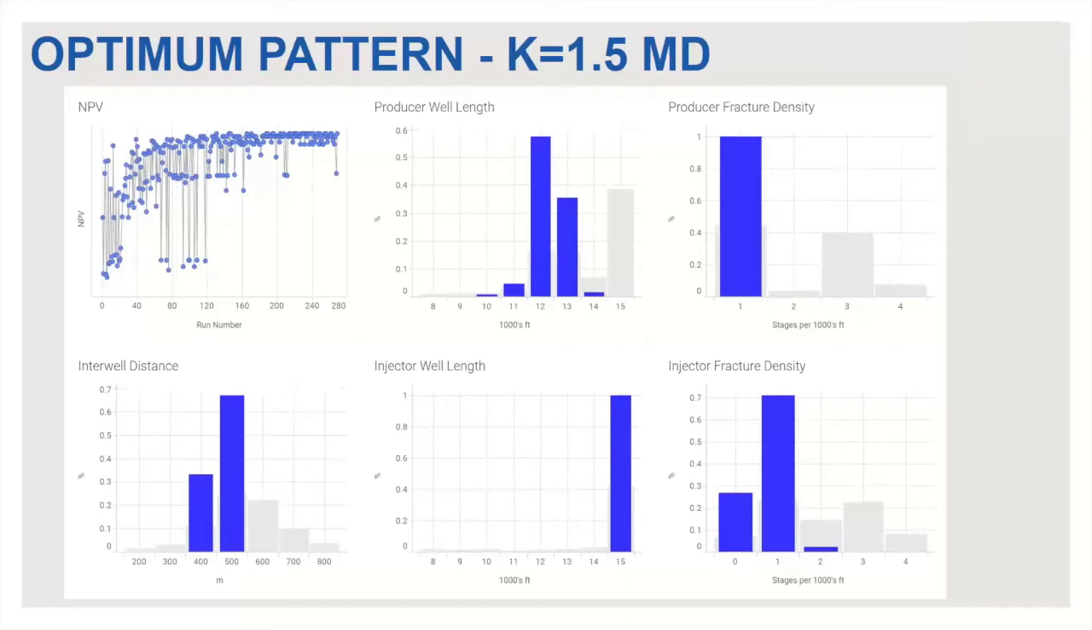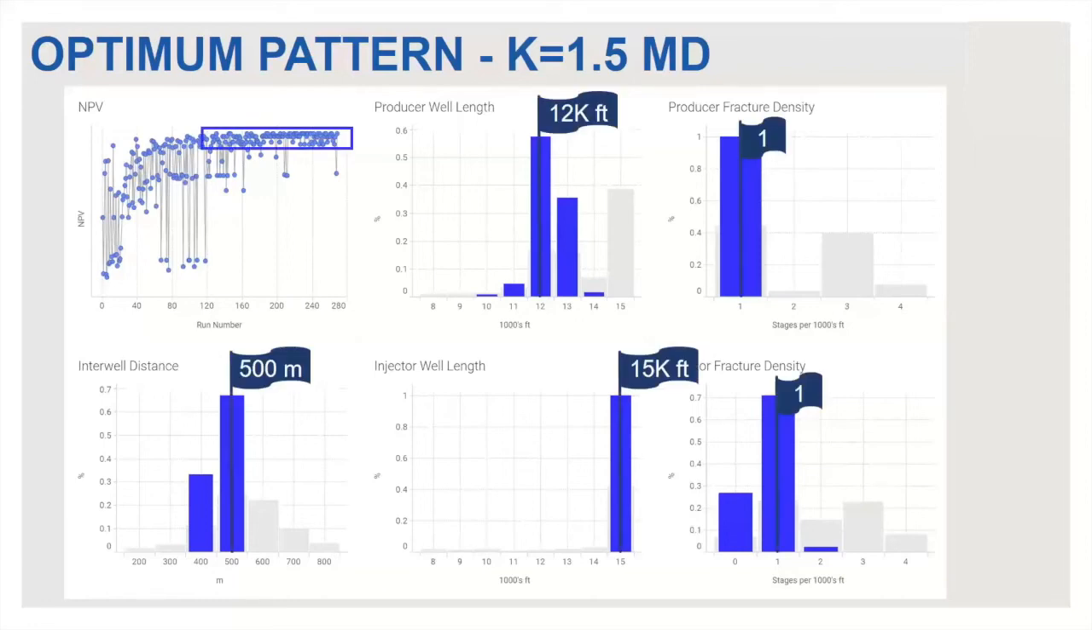the overall histogram of the outcome. So you can see here the interwell distance highlighted in blue are the top NPV case. You can see the range that we've selected was 200 meters all the way to 800 meters interwell distance, but the optimum NPV is obtained when you go for 500 meters.